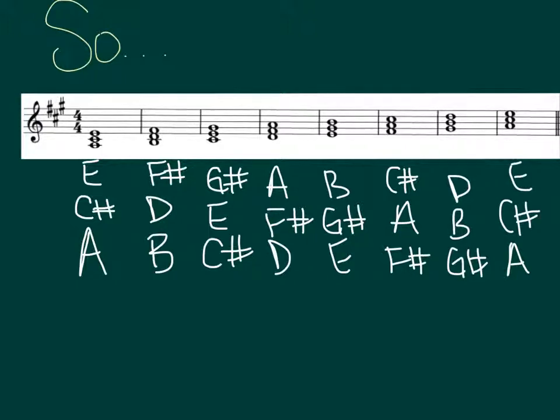All right, so A, C sharp, E, we know that is a major chord. So it's an A major chord. And keep on doing this for the rest of the line.